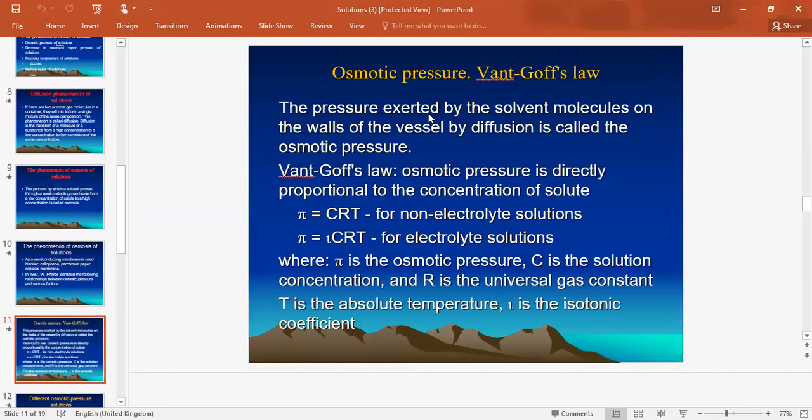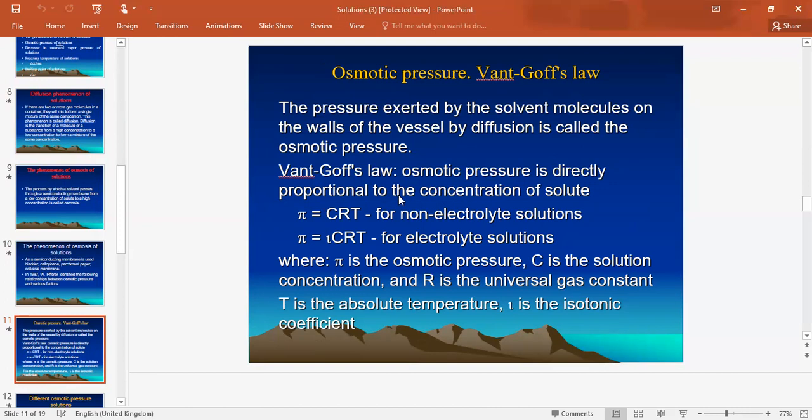Osmotic pressure. The pressure exerted by the solvent molecules on the walls of the vessel by diffusion is called the osmotic pressure. Van't Hoff's law: osmotic pressure is directly proportional to the concentration of the solute. This symbol indicates the osmotic pressure.